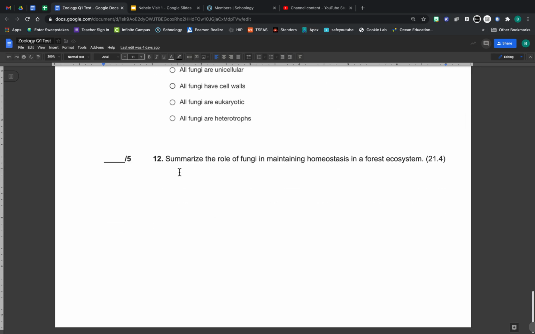And then the last question here: summarize the role of fungi in maintaining homeostasis in a forest ecosystem. Now, this question also wasn't on your homework, but it is straight from the book, 21.4. What I was looking for here is that in the forest ecosystem, fungi help maintain ecological homeostasis. Homeostasis is like remaining stable, right? And they do this by two main things. They break down dead organisms, they're decomposers, right? And they recycle elements and nutrients within an ecosystem. They decompose stuff, and that allows the nutrients like carbon, nitrogen, and phosphorus to be cycled within the ecosystem. So that's what I was looking for here.